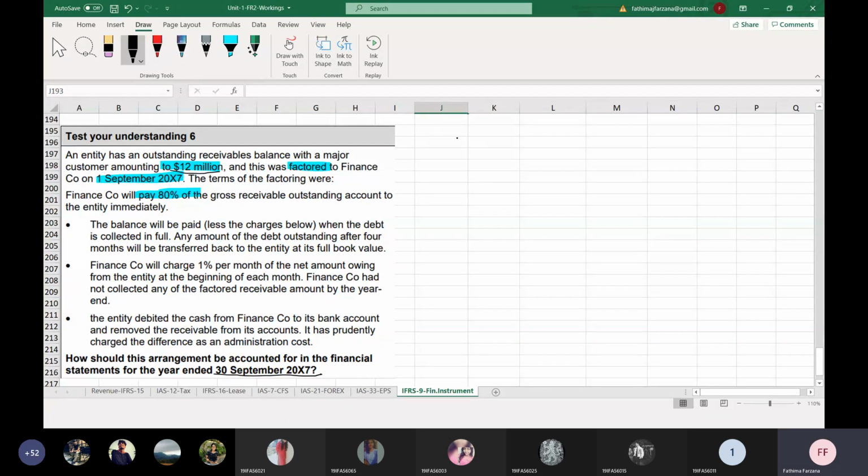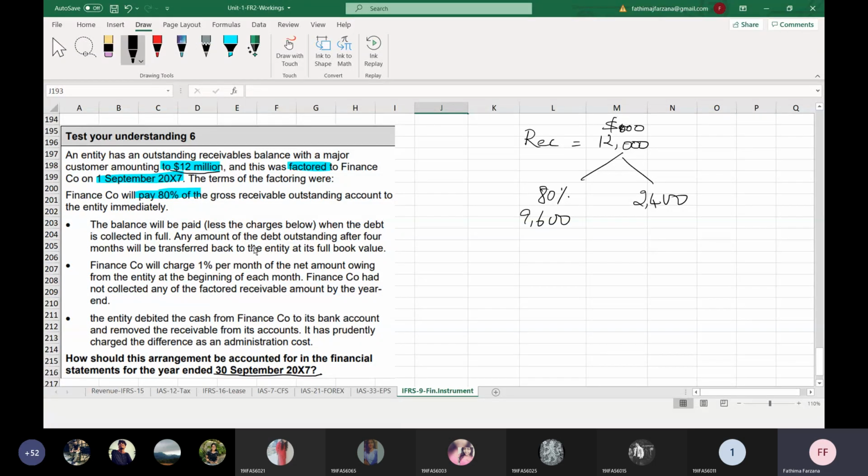Okay, so I'll just tell you the story here. So receivables is 12 million. I'll take zeros out. And this receivables, what happened is they immediately paid 80% to the business entity. 80% means 9,600. And the remaining 2,400, right? Remaining is still outstanding, need to be collected yet. So the balance will be paid less the charges below when the debt is collected in full.